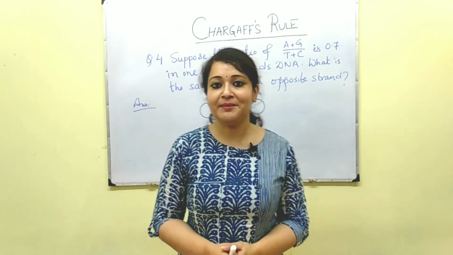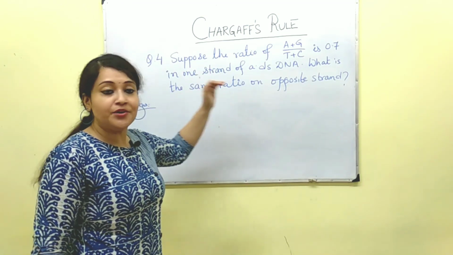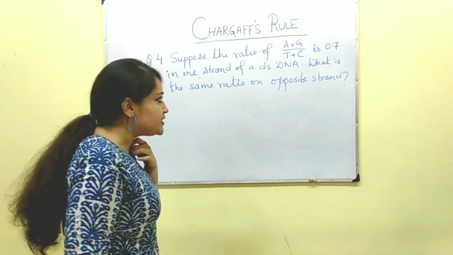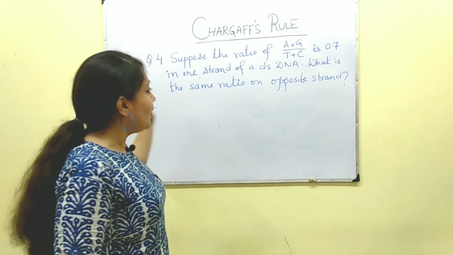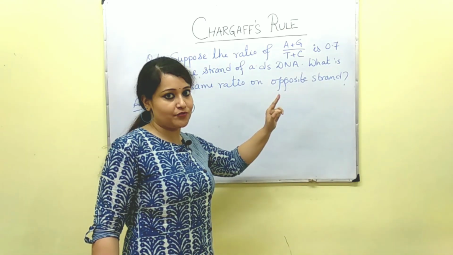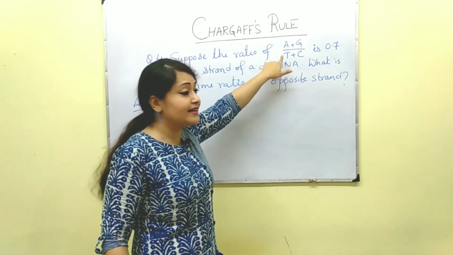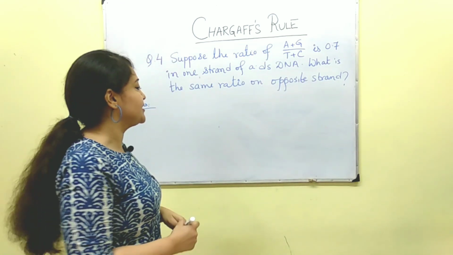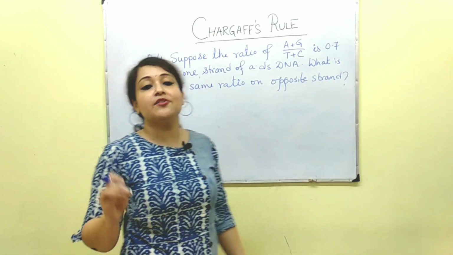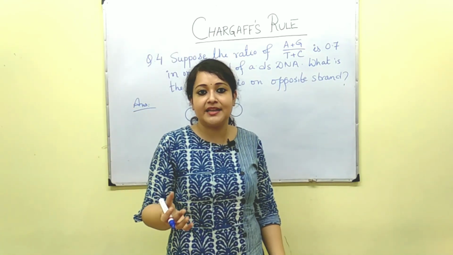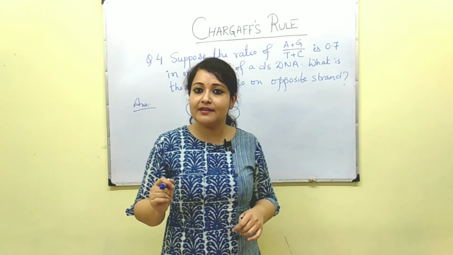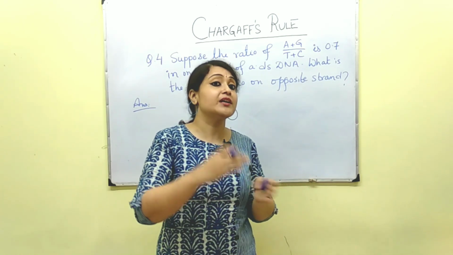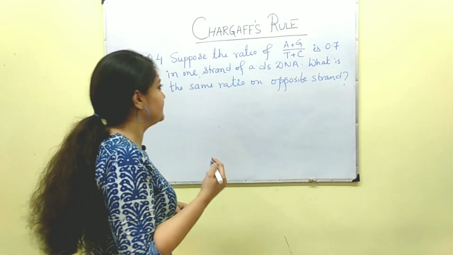So this is our question number 4. Suppose the ratio of A plus G by T plus C is 0.7 in one strand of a double-stranded DNA. What is the same ratio in the opposite strand? That means you have to find out exactly the same ratio in the complementary strand. How to solve this type of question? See, we know that in case of double-stranded DNA, in case of bDNA, the 2 strands are antiparallel, right? And one strand contains the bases which are complementary to the opposite strand.